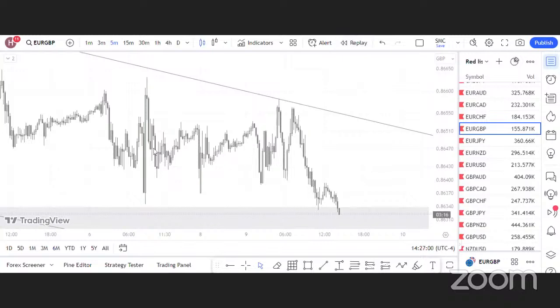Come on, come on, come on. Oh God. What is wrong with this chart?